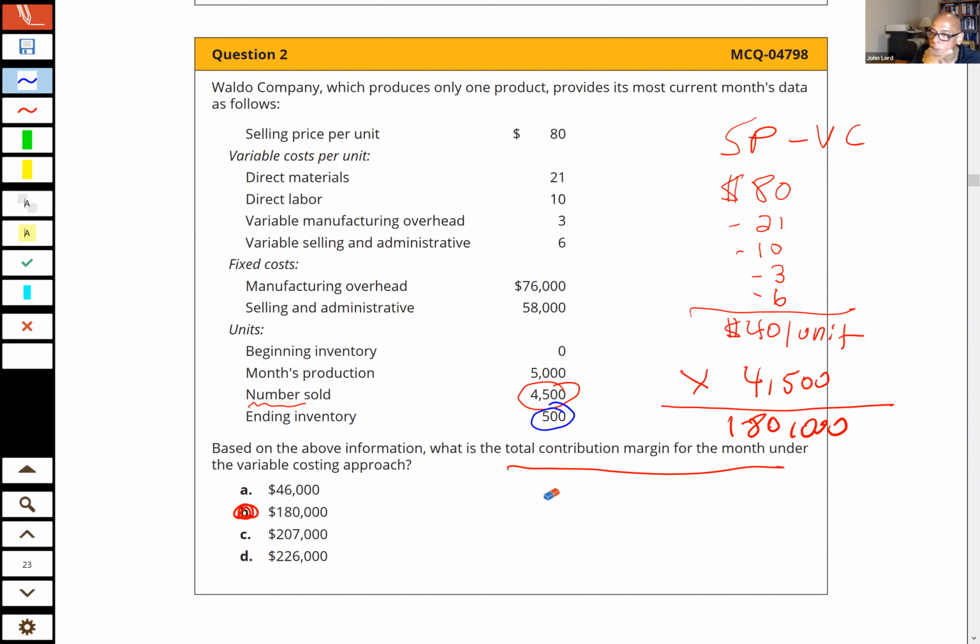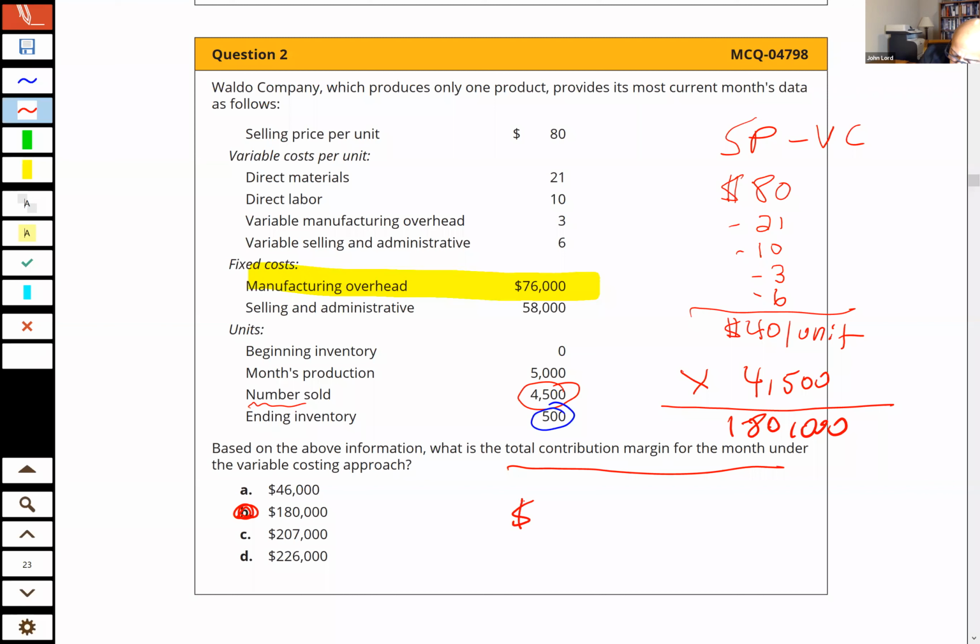Could you calculate that? Would you apply the variable costs for the entire month's production instead of just the 4,500 sold? No, well, no. Is it the fixed cost per unit times the inventory? Good. Which fixed cost? The 76 and 58? The manufacturing overhead fixed cost is the one. Oh yeah, just that. Yeah, just that. Good. Because selling and administrative, you're going to expense either way. The difference between the two is how we treat the fixed manufacturing overhead.